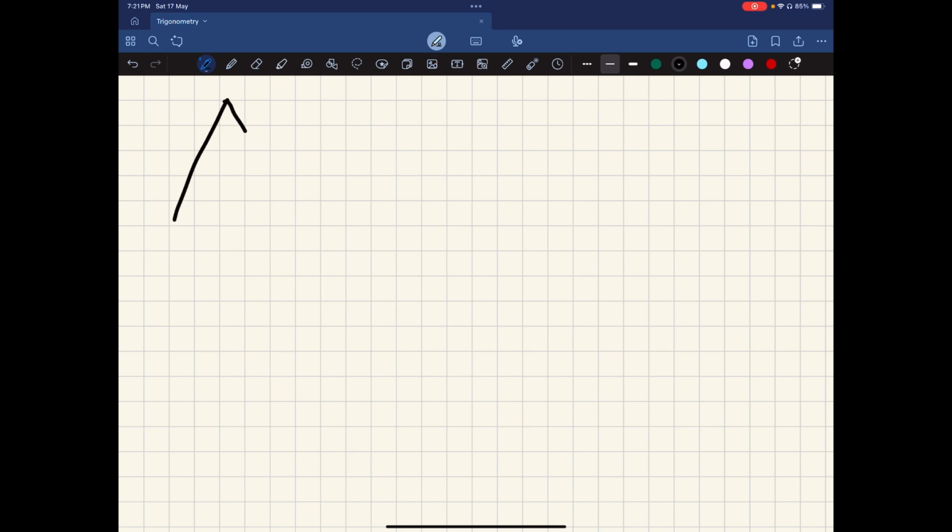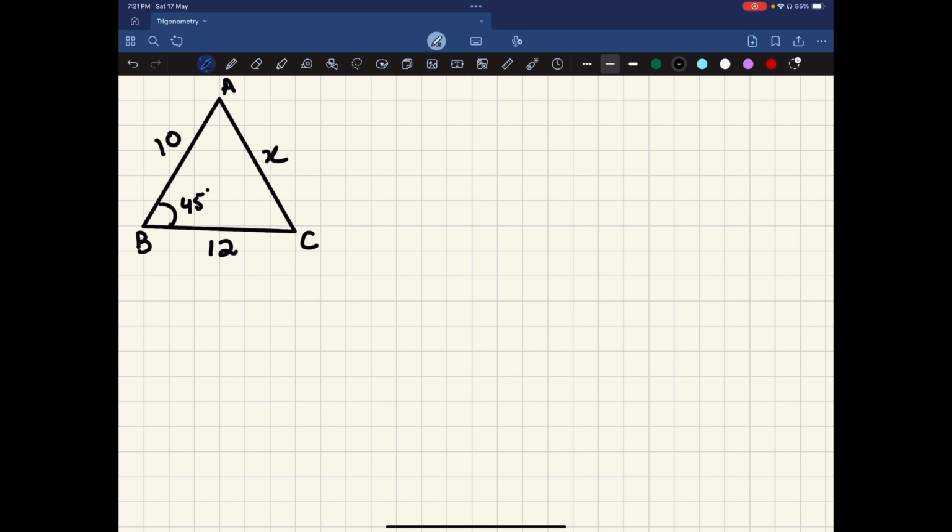Okay, so this is A, B, C. Let's imagine this is 10, this is 12, and this is 45 degrees. Okay, and they're asking you to find AC. So let's assume AC is X. Now we need to find X. What are we given? We are given 45, and we're given the neighboring sides 10 and 12.